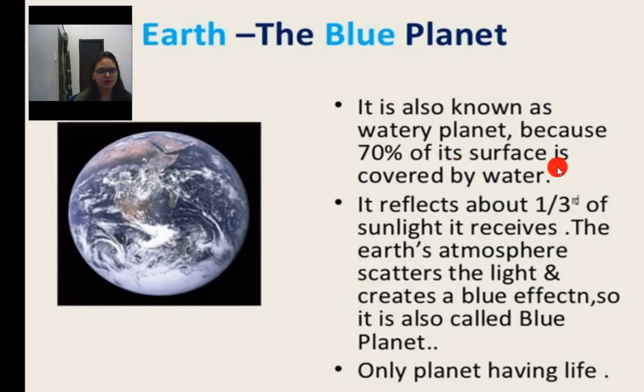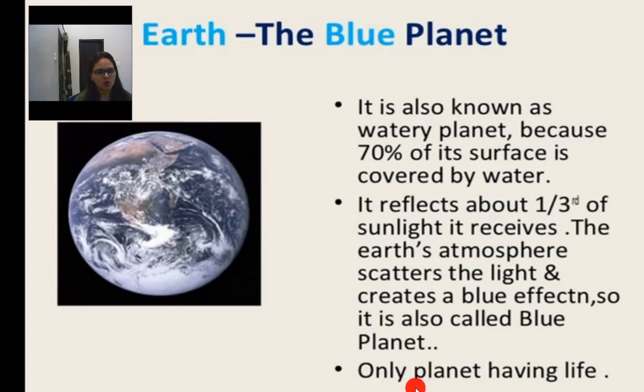It reflects about 1/3 of the sunlight it receives. The Earth's atmosphere scatters the light and creates a blue effect. So it is also called blue planet, the only planet having life. Earth is the only planet which has life, and about 1/3 part of the Earth is covered with water and the rest of the part is land.